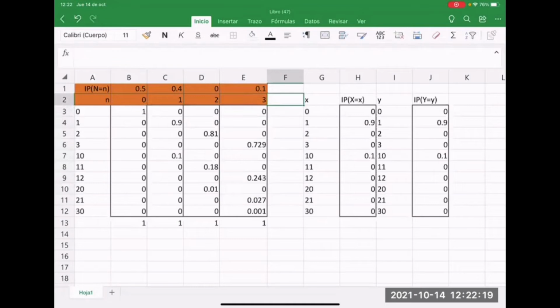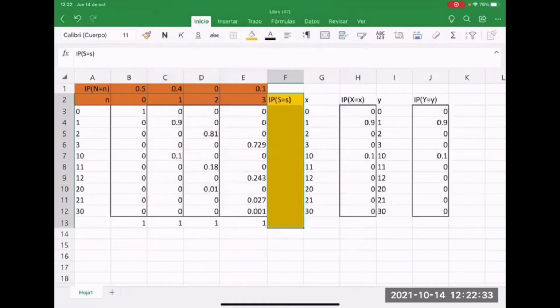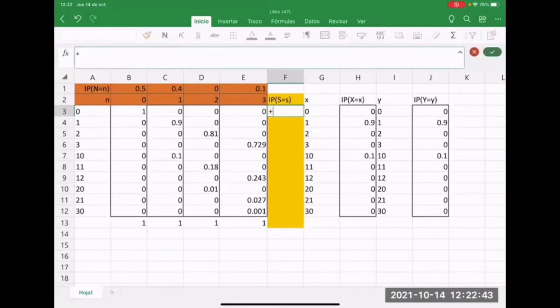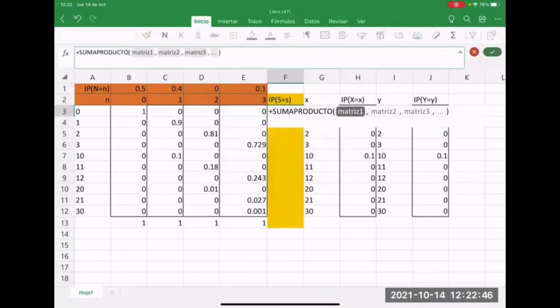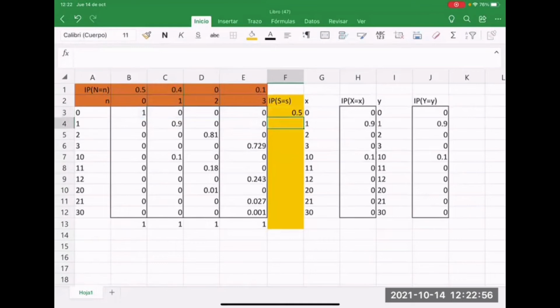Now, what is the probability that S equals s? Okay, now, in order to display this column here, I will use another very important color for us, and that color will be this yellowish color. Okay? This is just some product of all these with all this, and then I fix this range, and that's it. So the probability that S equals 0 is 0.5.